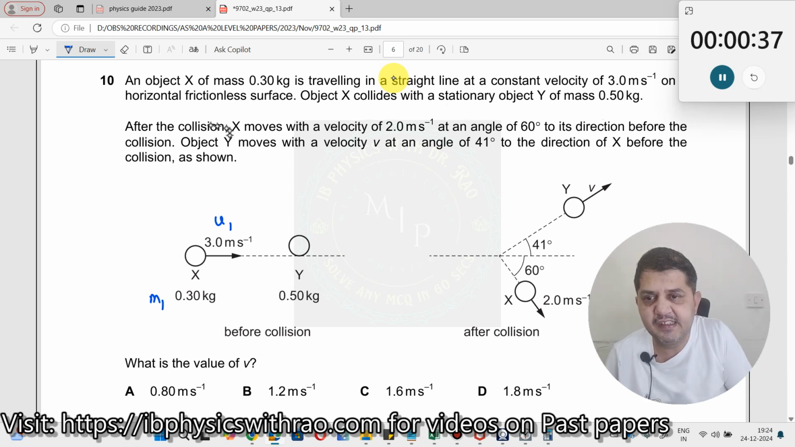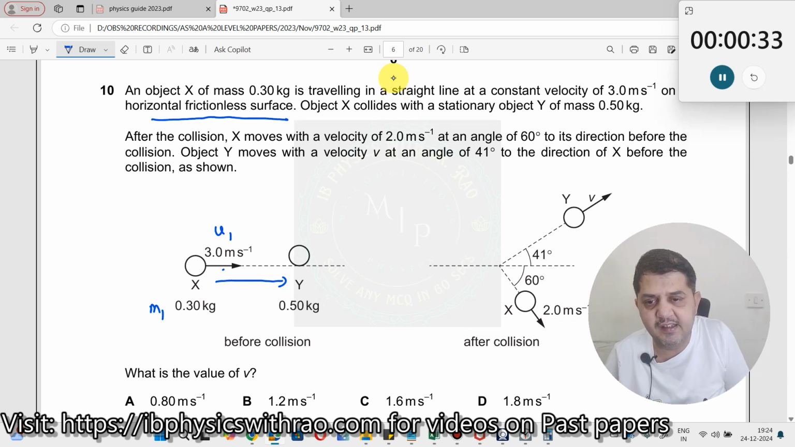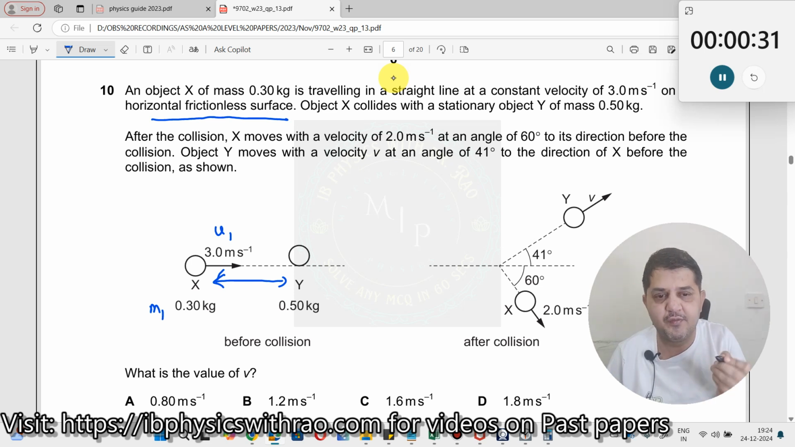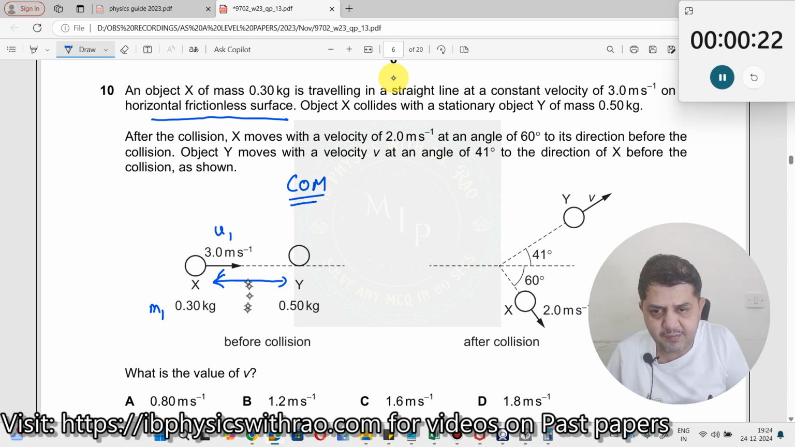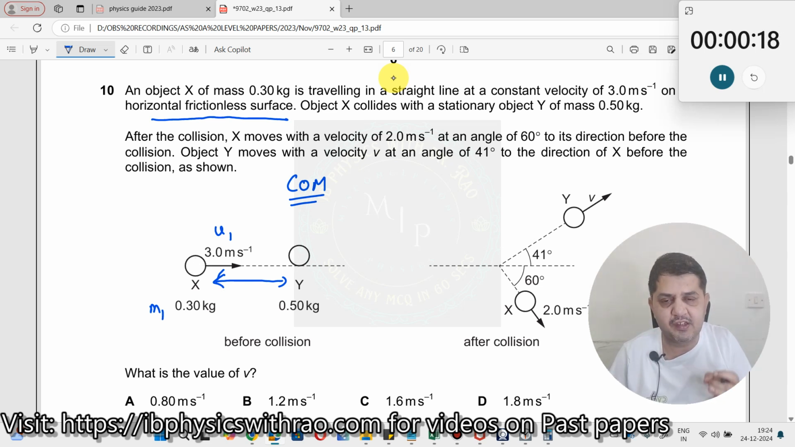So when you say horizontal frictionless surface, whatever the distance, the velocity is the same, no external force acts on the object. When you get that clue, you can immediately say COM can be applied. Now look at the position of the object here. This is above, this is below, like how you strike a coin using a striker in a carom board.